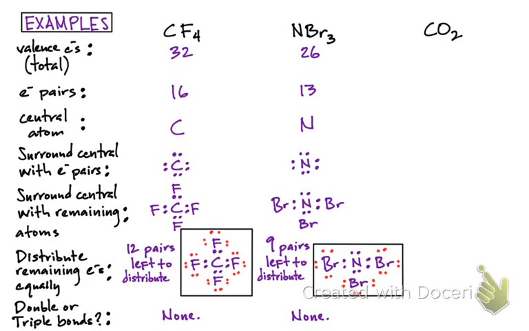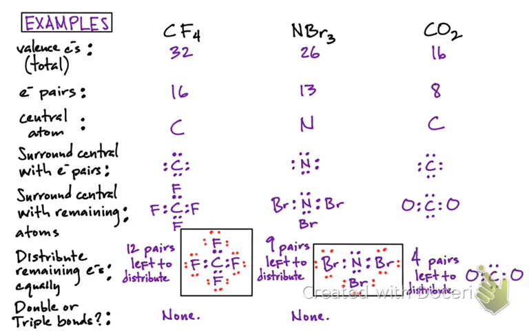And the last one here is carbon dioxide. This molecule has a total of 16 valence electrons with 8 electron pairs. Carbon in this case is our central atom. We're going to surround the central atom with 4 electron pairs. And then we're going to just surround the central atom with the 2 remaining atoms. And we have 4 electron pairs left to distribute equally among the oxygen atoms.